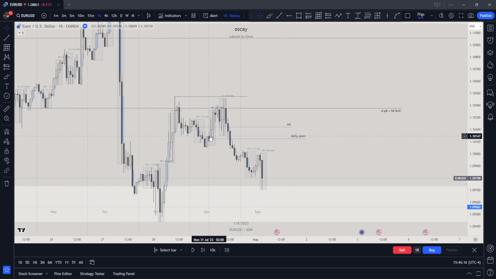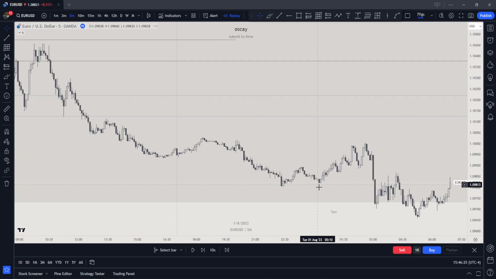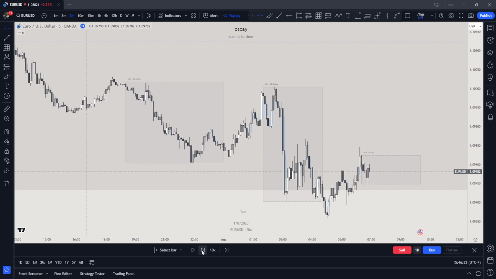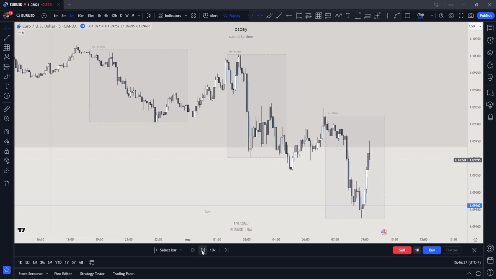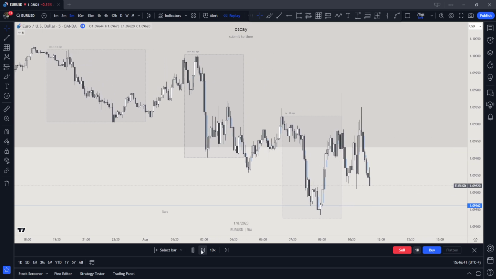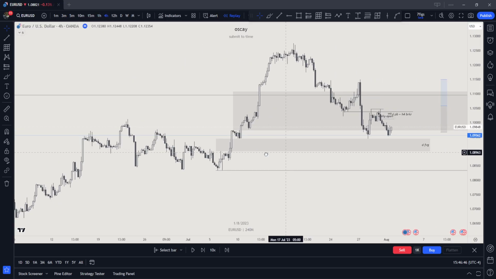Okay. Swing failure, displacement right here. Tap it and then continue down, I guess. Let's see if it delivered a unicorn. It did, but a very weird one. Price is being extremely irrational.